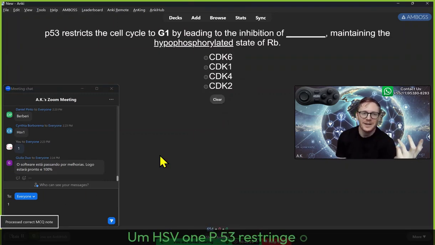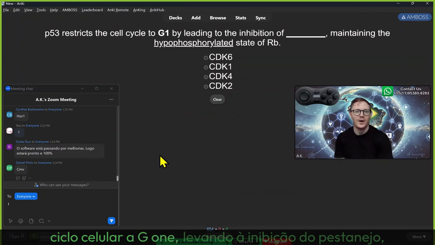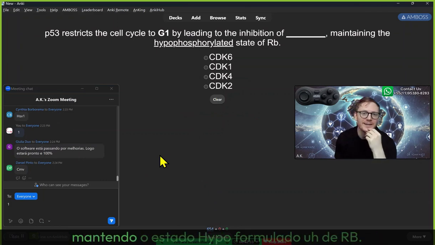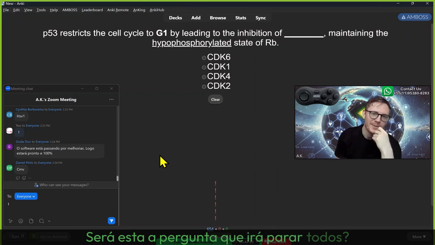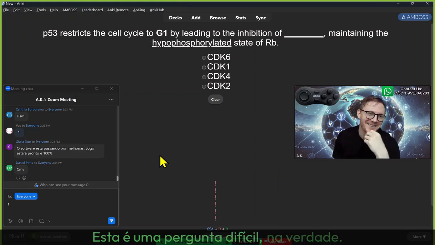HSV1. P53 restricts the cell cycle to G1 by leading to the inhibition of blank, maintaining the hypophosphorylated state of RB. Here we go. Can we do it? Is this the question that will stump everyone? This is a hard one, actually.